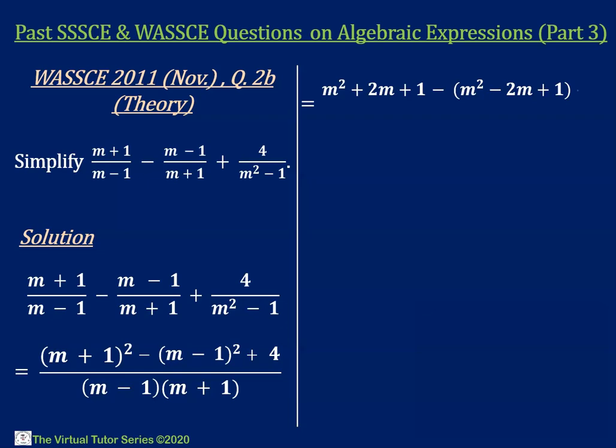Plus 4, all over (m − 1) times (m + 1). For a better understanding of the rules for expanding perfect squares, I recommend that you watch our previous lesson on expansion of perfect squares.